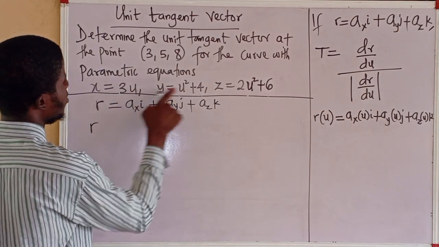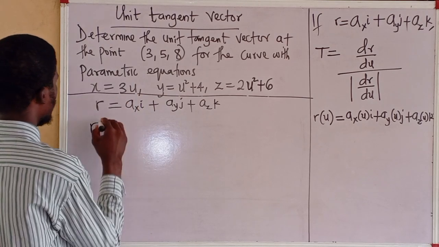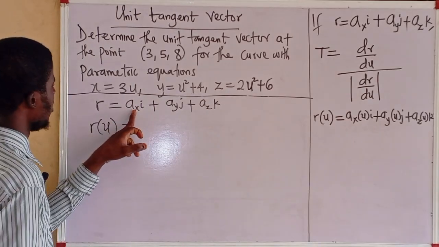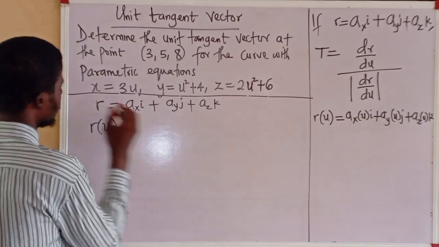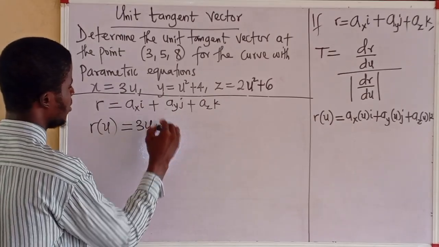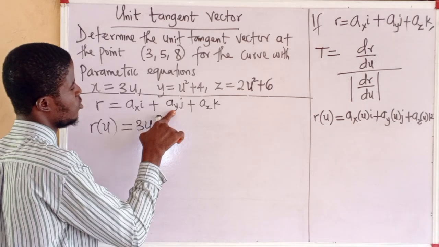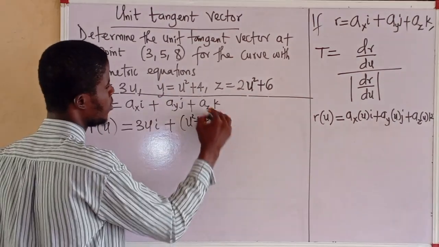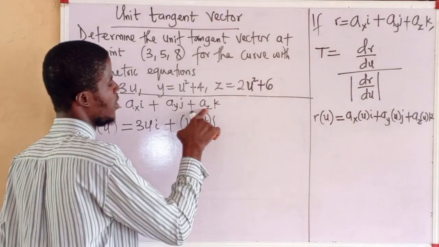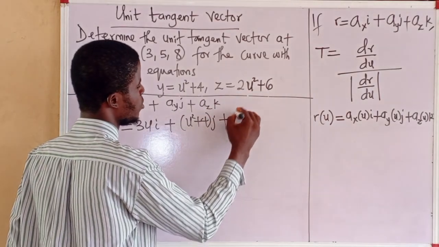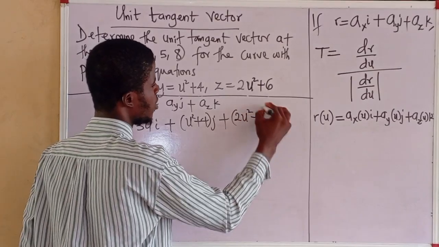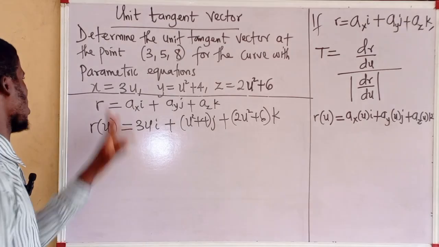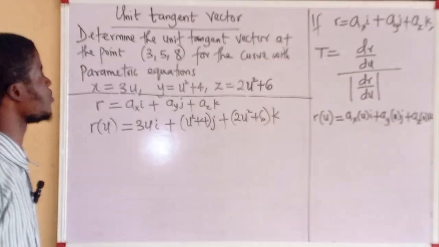The vector equation of the curve is this. r, which is a function of u, is equal to ax, which here is 3u, times i. Ay will be equal to u squared plus 4 times j. Then az will be equal to 2u squared plus 6 times k. So this is how to write the vector equation of the curve that has these parametric equations.